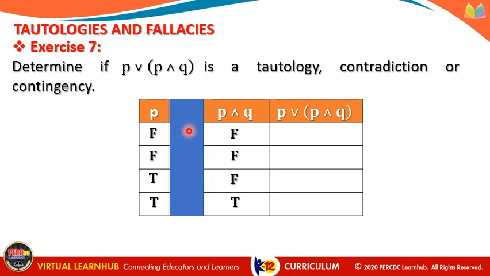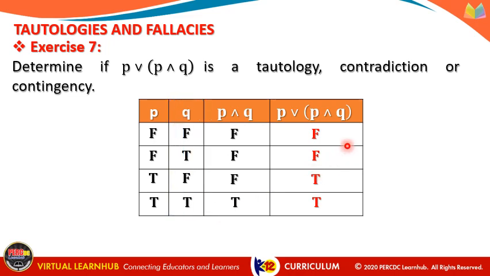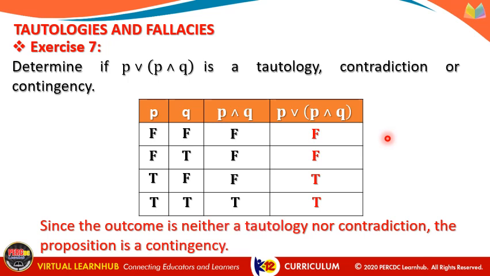False or false will give us false. False or false is another false. True or false is true. And lastly, true or true will give us true. By observing what we got, this is neither a tautology because our truth values are not all true. This is also not a contradiction because it's not always false. Since this is neither a tautology nor a contradiction, what we have is a contingency.